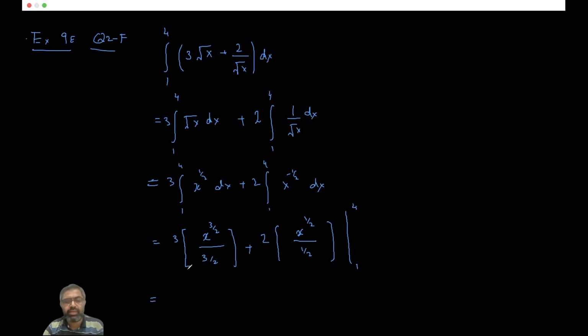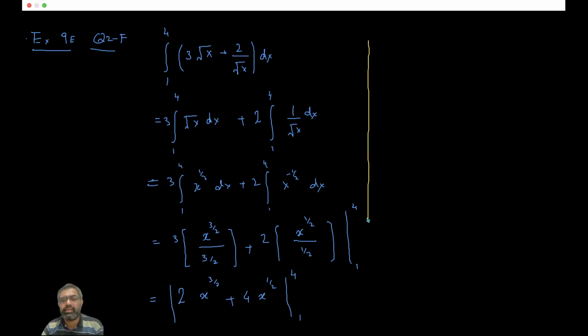So let's simplify this expression. 3 is cancelled with 3, and divided by 2 goes up, so this is 2 x raised to power 3 by 2, plus 2 times 1 by 2. 1 by 2 goes up, so this becomes 2, and 2 into 2 is 4. 2 divided by half is 4 eventually. So 4 times x to the 1 by 2. And we have to put limits 1 to 4 on all of this expression.